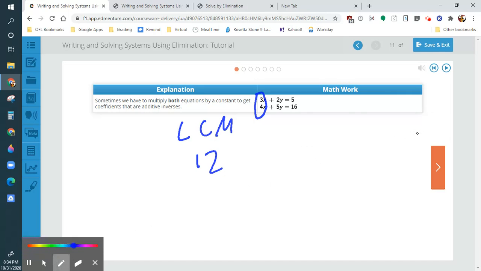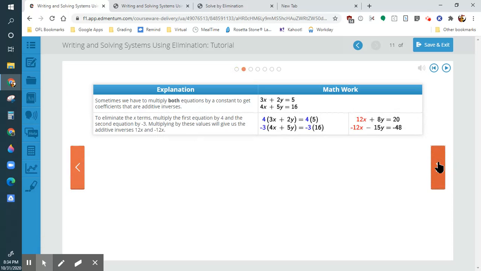Or if we were doing it for the y's, let's say we do it for the y's, between 2 and 5, this is going to be a 10. So the LCM of these would be 10. So we have to choose, are we going to eliminate x or are we going to eliminate y? And we'll see right now what Edmentum chooses to eliminate. All right, so if we're doing this, we're going to multiply both sides by 4. And if we do that, we get these two new equations.